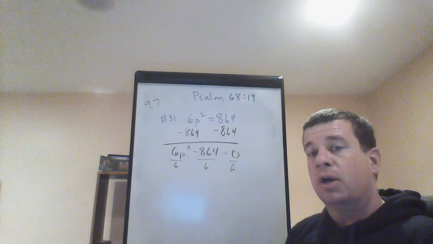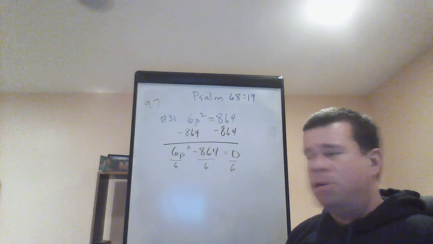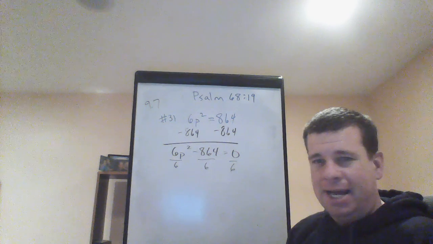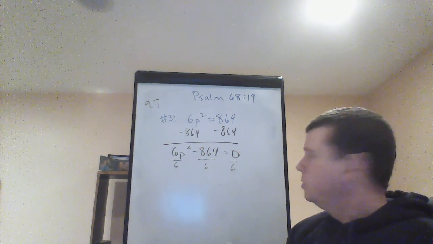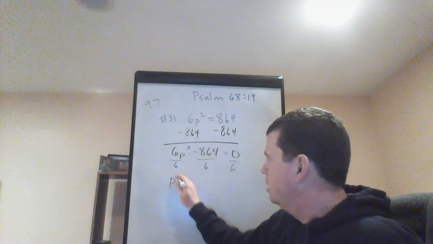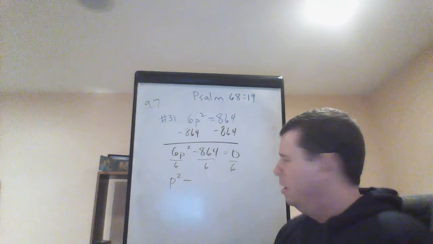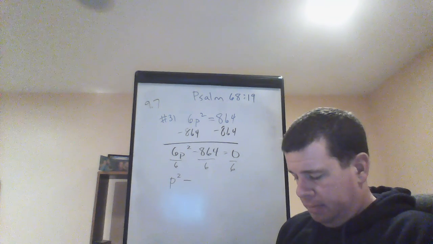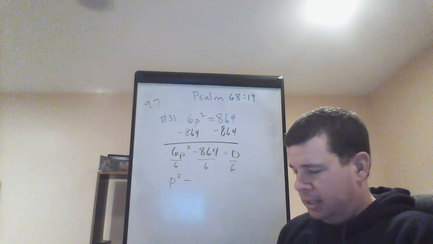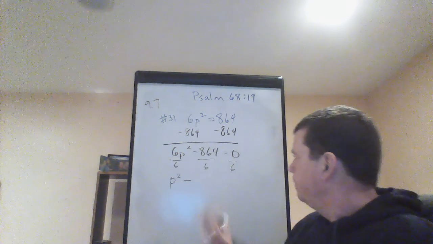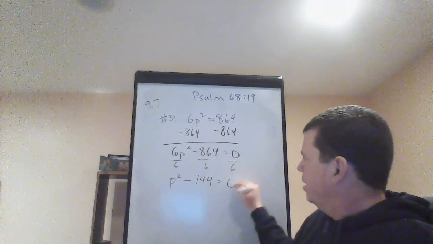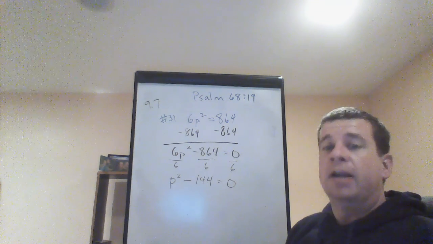Again, you can always do this with an equation. You can't do it with an expression, but if you've got an equation, you can always divide that entire equation by any non-zero number you want to. So 6p squared divided by 6 gives me p squared. Let me check this out. 864 divided by 6, I got 144. I like the looks of that because I've seen that before. 0 divided by 6 is 0.